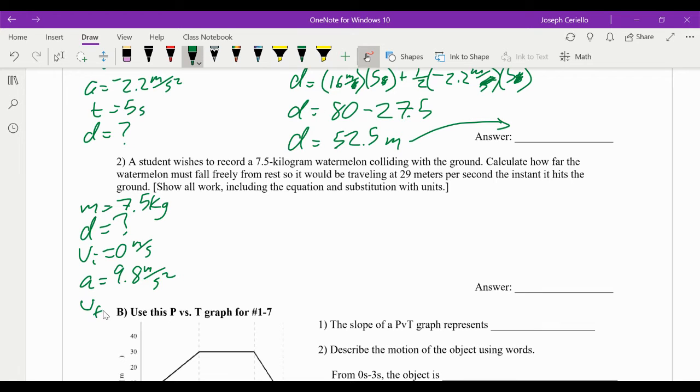Now, we're kind of talking about the impact velocity, right? So I know after it hits the ground, it's 0 meters per second, but we're talking about that as it hits the ground, what's its velocity? All right. So we don't have time, so we're going to use the timeless equation. Vf squared equals Vi squared plus 2ad.